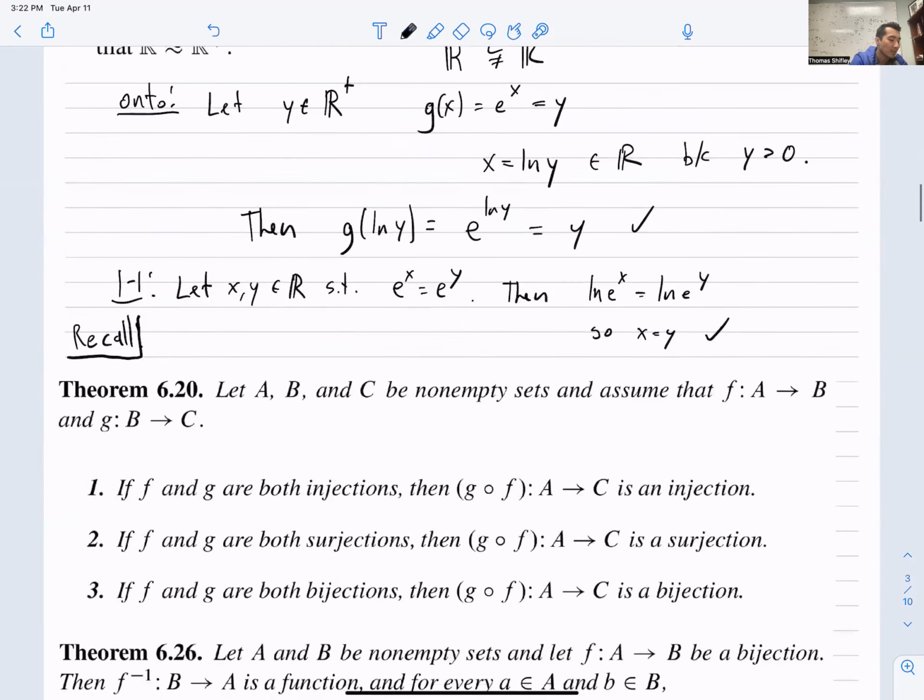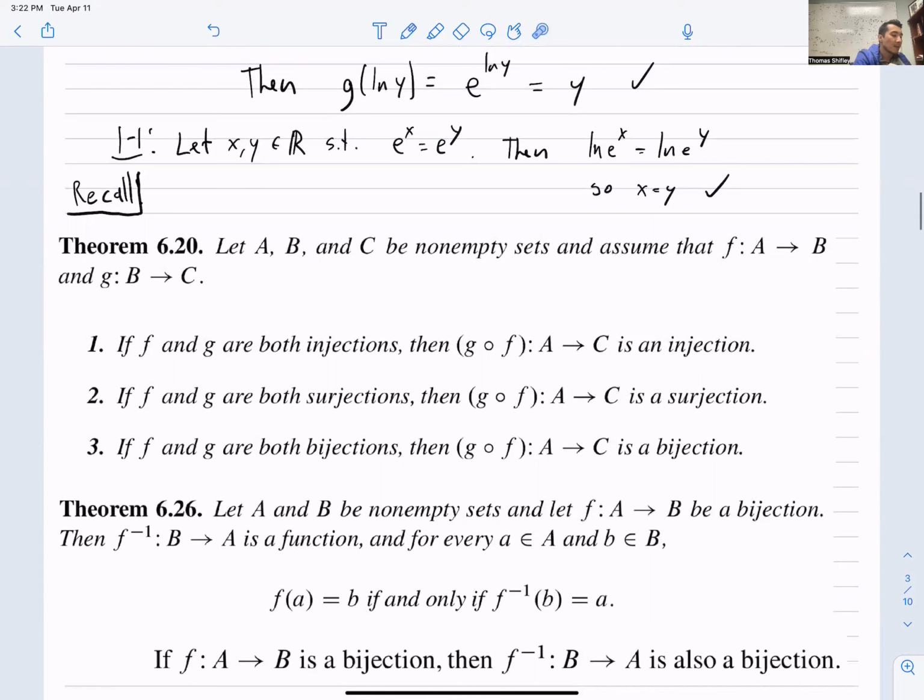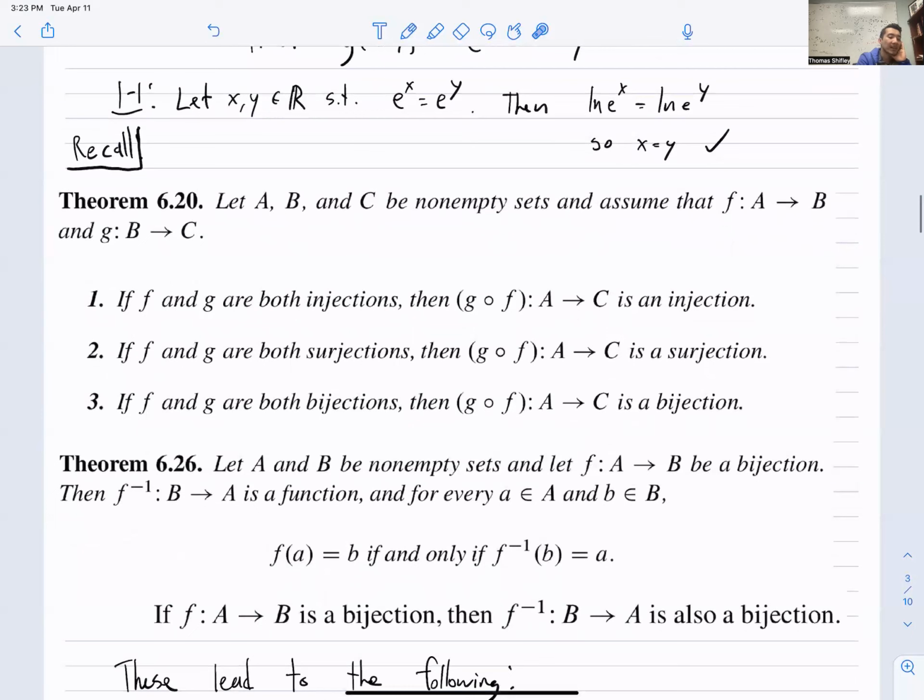But before we do that, let me remind us of some things. From chapter 6, section 4, we talked about bijections. If you have a composition of bijections, then you get a bijection. So if F is a bijection from A to B and G is a bijection from B to C, then their composition is a bijection, which is another way to say that if A is equivalent to B and B is equivalent to C, then A is equivalent to C. So there's this transitiveness of equivalence.